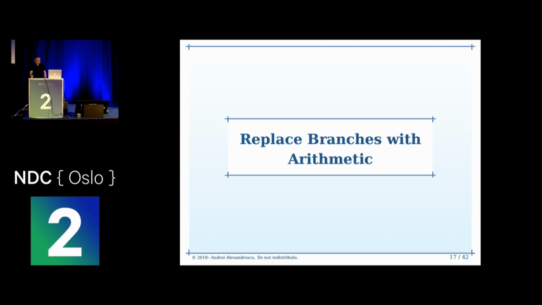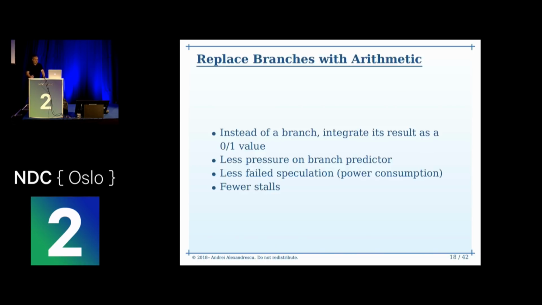Okay, nobody's leaving. Great. So the first tip I'm going to give, which is concrete, we're going to have code. So far it's just vague. But we're going to have code. So tip number 1, replace branches with arithmetic.